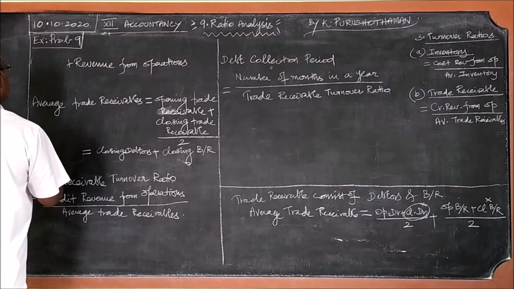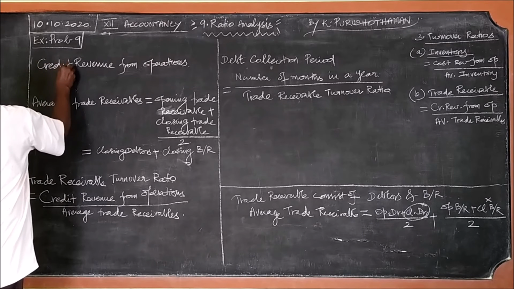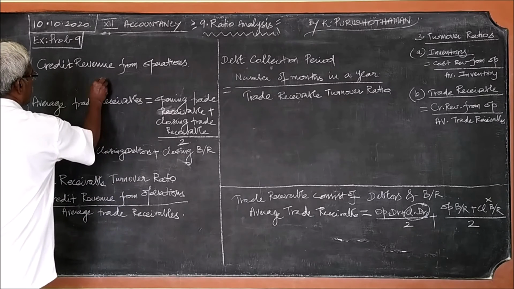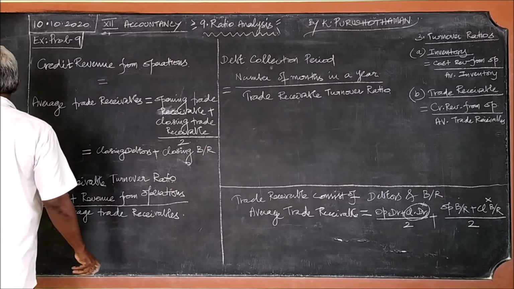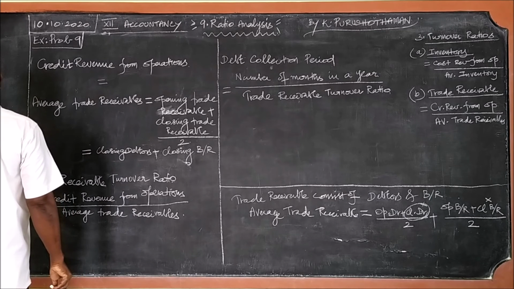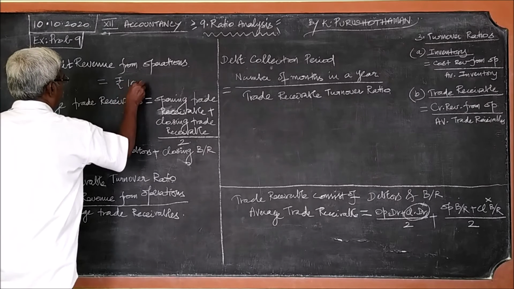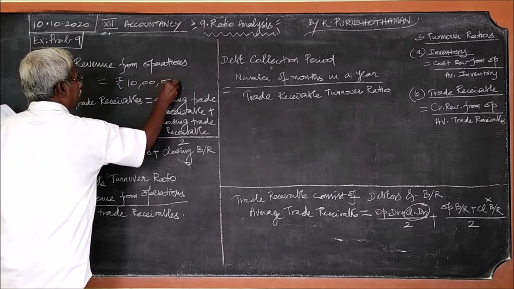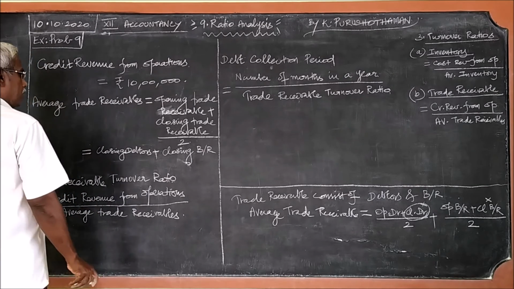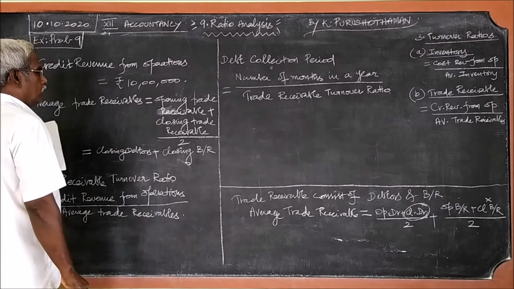Therefore, for the numerator, credit revenue from operations is given straight away. That is the credit revenue from operations, 10 lakhs. It is given as 10 lakhs. And average trade receivables we should find. I have made the explanation now.